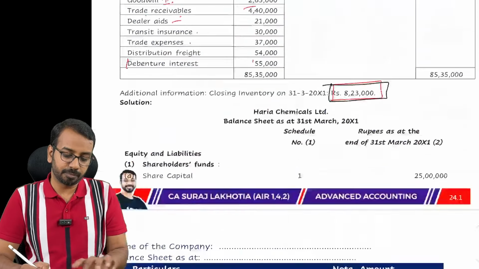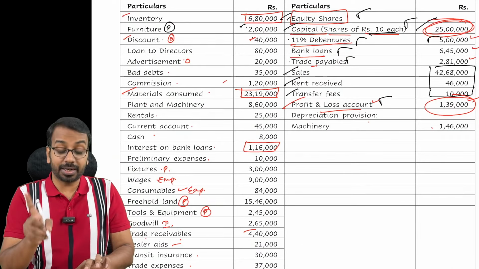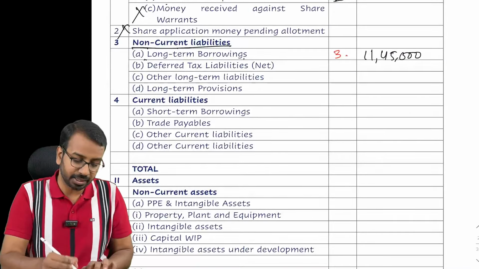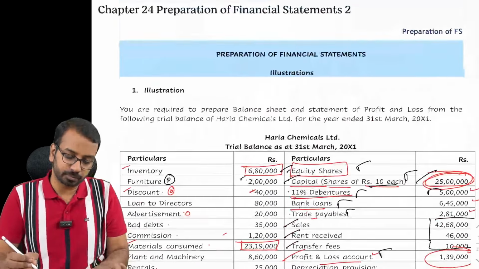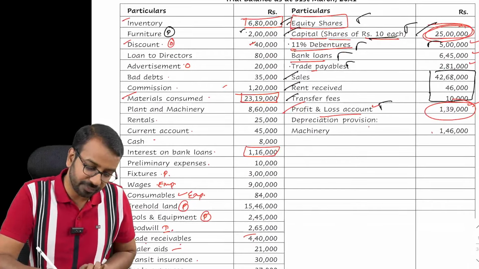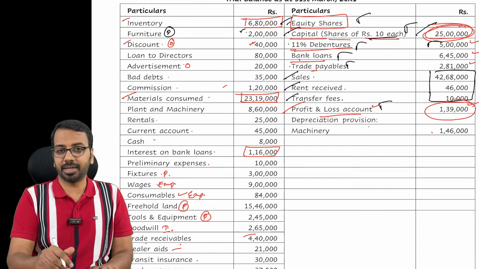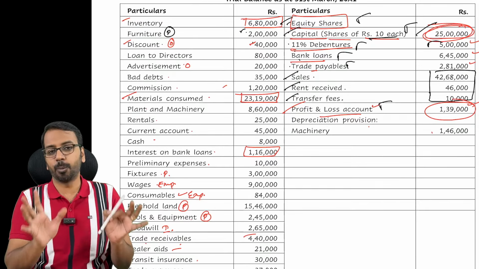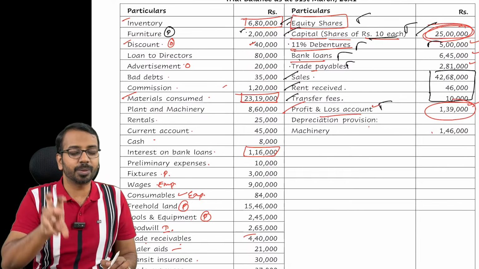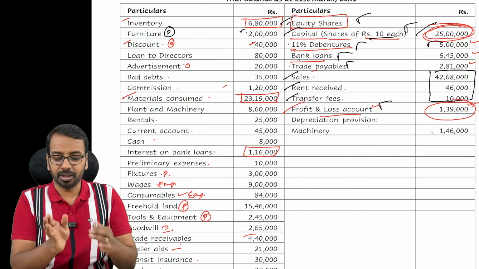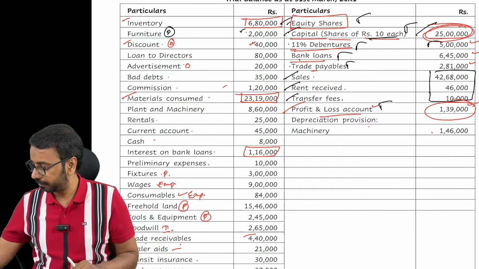All right. Then we have trade payables 2,81,000. For trade payables and trade receivable, we have a direct entry. Trade payables 2,81,000. So this is also done. Then we have sales, rent received, transfer fees. All of these are P&L related items. So we'll post it in the P&L. I hope it is clear so far. So what did we do? We took the credit items. What all credit items we can post in the balance sheet, we have posted. Then we will move to the P&L subsequently.